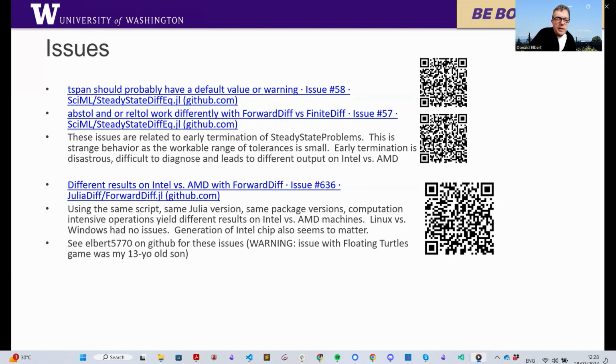Even more curious is that with these steady state problems in the early termination, as well as with ForwardDiff versus finite diff, I found that running the same scripts, you get different results on Intel chips versus AMD chips. And that's important. I don't know if that's just the nature of the chips or if there's something that's causing it, but it's a major issue, and I think one that really should be addressed.